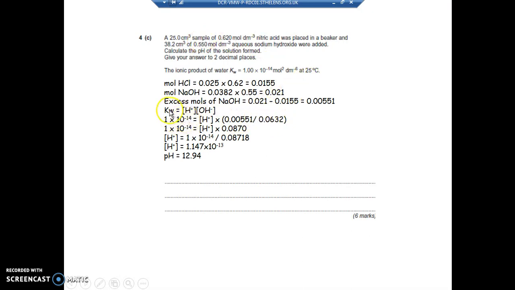So Kw, 1 times 10 to the minus 14, is the H plus concentration multiplied by 0.00551 divided by 0.0632. I resolve that and it works out to be 0.0870, so I do that bit first, and then the H plus concentration will be 1 times 10 to the minus 14 divided by this number on the bottom, so that ends up at 1.147 times 10 to the minus 13. pH it, so minus log to the base 10 of it, so pH is 12.94. Seems sensible if I've got sodium hydroxide, a strong base, in excess.